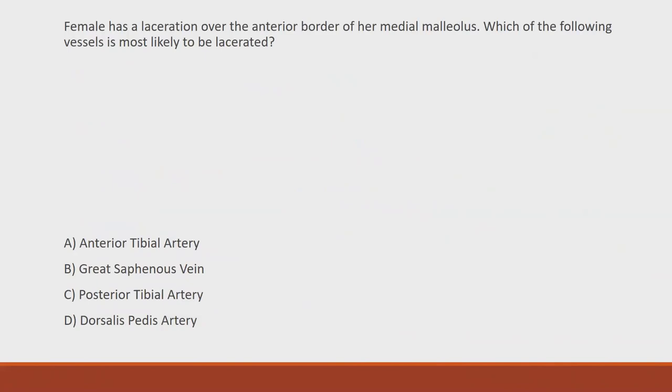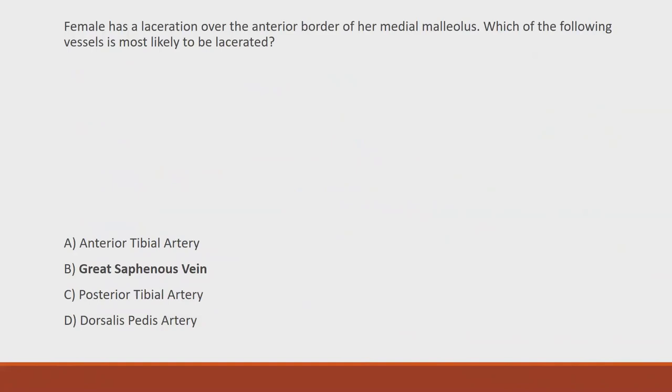Okay, getting a lot of mixed answers. It's actually the great saphenous vein, yeah? So, two big superficial veins in your leg, your great saphenous and your lesser saphenous vein. Your great saphenous vein is medial, lesser is lateral. I guess lesser for lateral, L for L, great for medial.